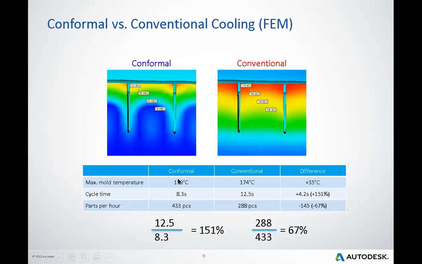And we can see the comparison between the conformal and the conventional. You can see that the conventional is 174, but the conformal can reduce it to 139. That reduces about 35 degrees centigrade. That's quite an effective temperature. And then the cycle time as well, we can reduce from 12.5 to 8.3 seconds. I can show you the calculation of the percentage on this table. We use 12.5 divided by 8.3.